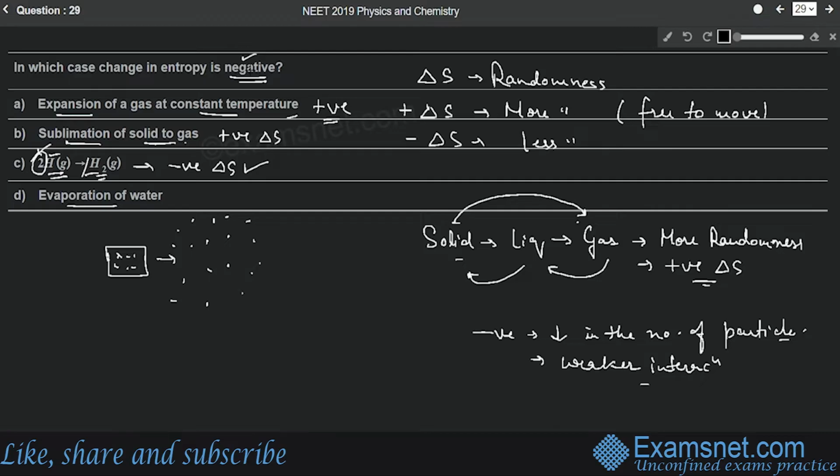Now if we talk about the last option, it is evaporation. So evaporation is what? Liquid to gas. So it is quite clear that there will be more randomness when a liquid is converted to gas. So that will lead to again positive entropy change. So the only condition when the entropy change is negative is the third one. Therefore option C will be the correct answer.